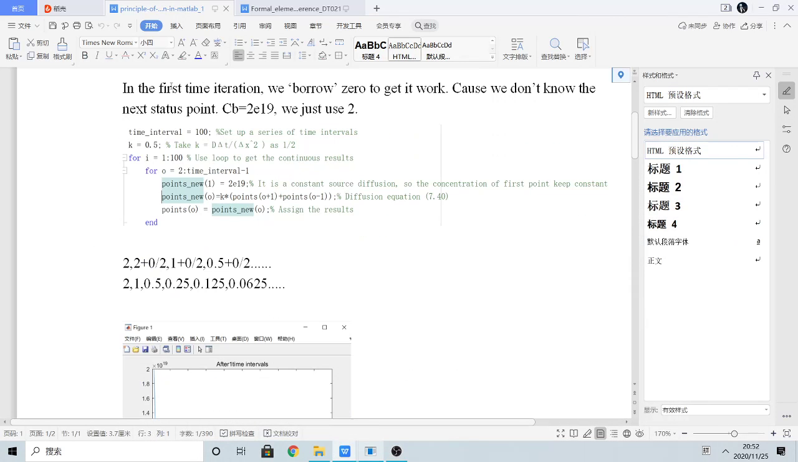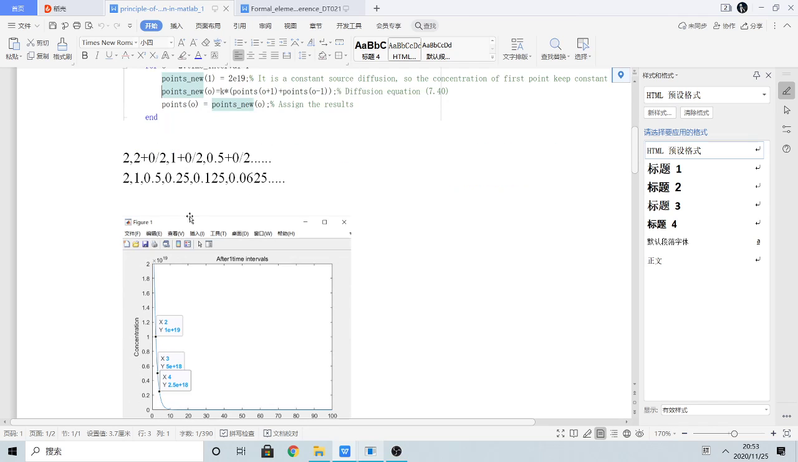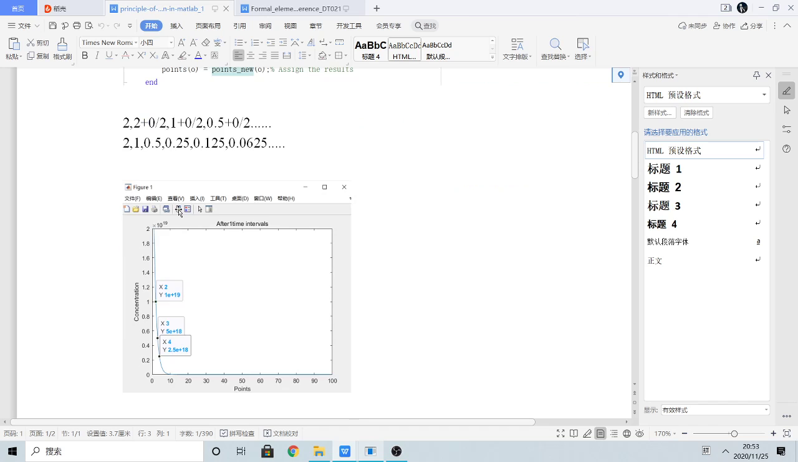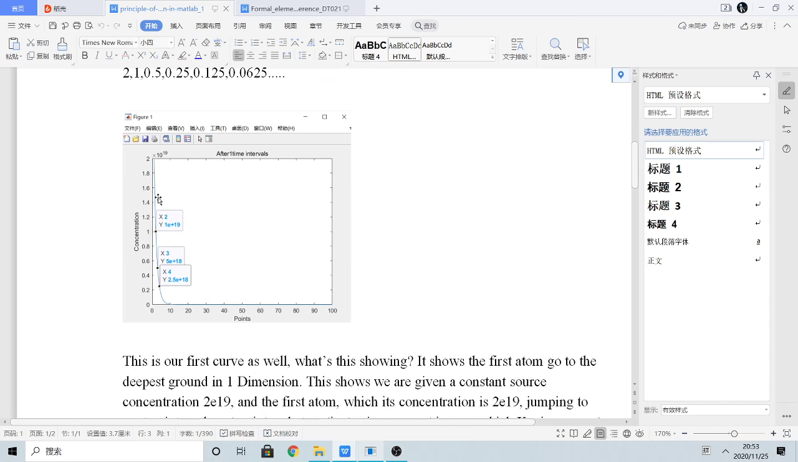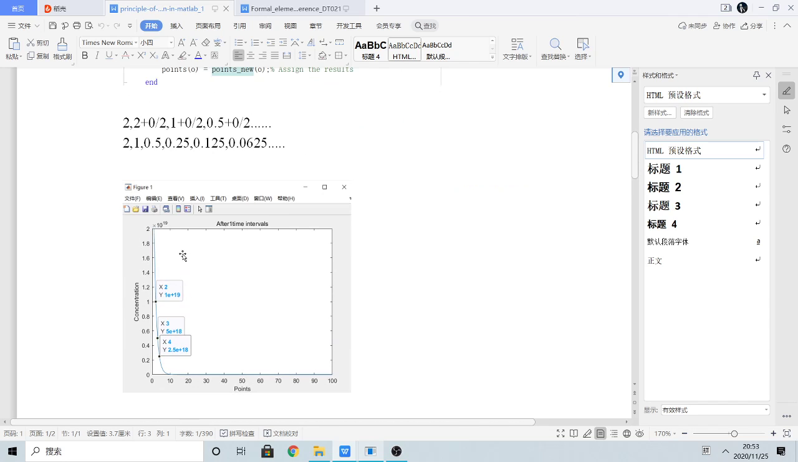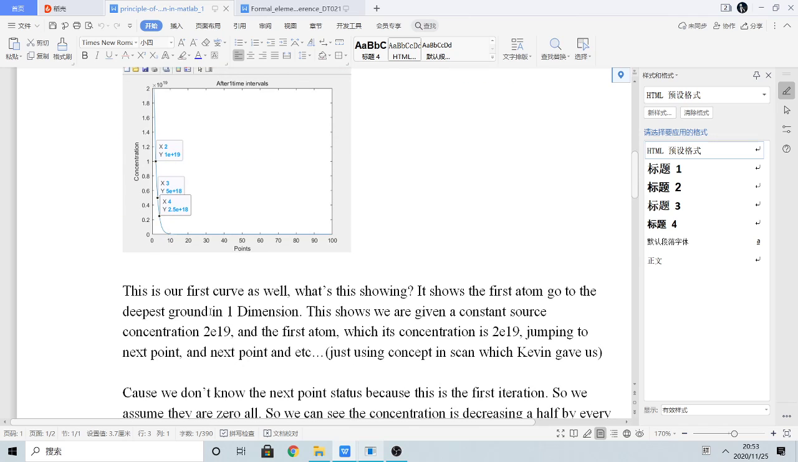In the first iteration, we borrow 0 to get it to work, because we don't know the next status concentration, so we assume that it's 0. And I stopped at the first iteration, and I get this graph. This graph shows the first atom going to the deepest ground in one dimension.